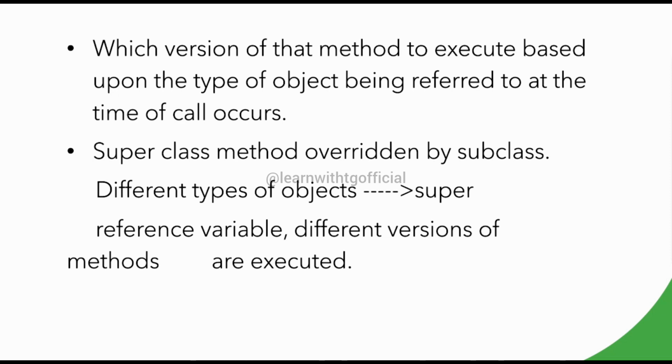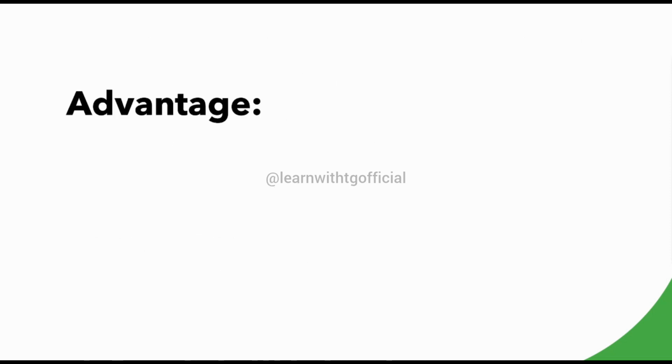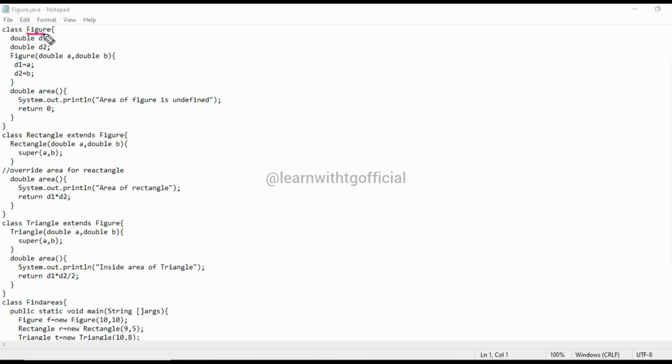Therefore, if a superclass contains a method that is overridden by the subclass, then when different types of objects are referred to through a superclass reference variable, different versions of the method are executed. The advantage of method overriding is that it is the most powerful mechanism that object-oriented design brings to bear on code reuse and robustness. We will see a couple of example programs on method overriding.